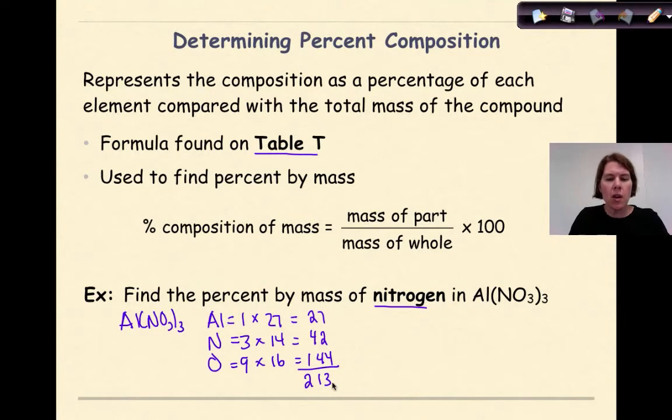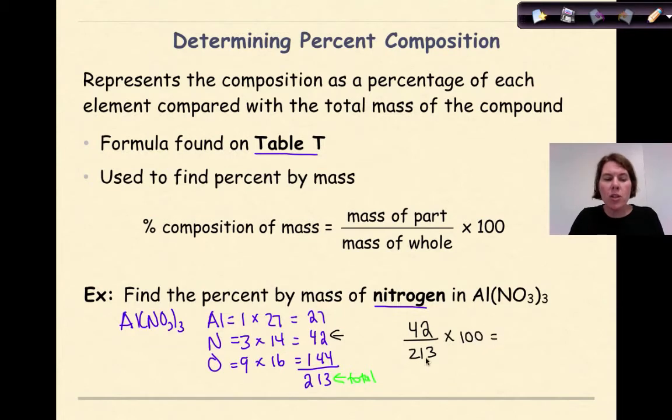This right here represents my total mass of the compound, so the mass of the whole. To set this up, I'm going to take the part, which is the nitrogen, and I want the entire mass of the nitrogen. So the whole 42 is going to be the 42 on the top. That's the part. The whole is the mass of the entire compound, which we just figured out was 213, and we're going to multiply that times 100.